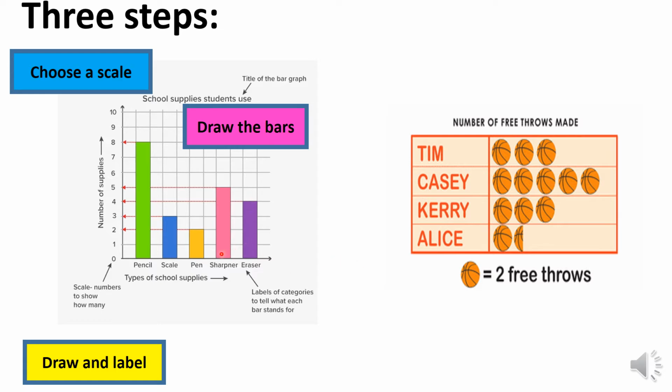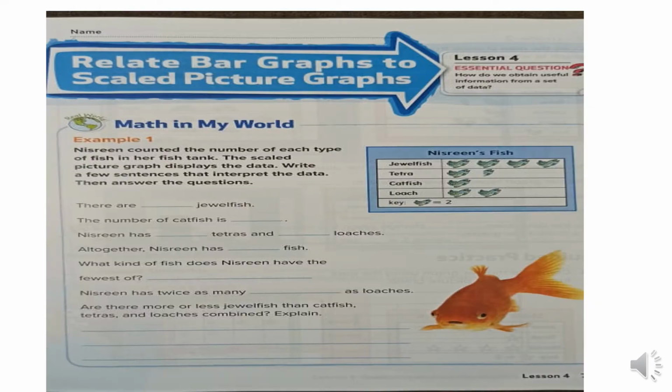As you remember, last time we said that we call these columns bars. This is why we call this graph a bar graph, because it contains bars. While we call the picture graph a picture graph because I represent my data using pictures. As you can see here, I use the baseball. So our lesson, as we said, will be about relating bar graphs to scaled picture graphs. Let's start.